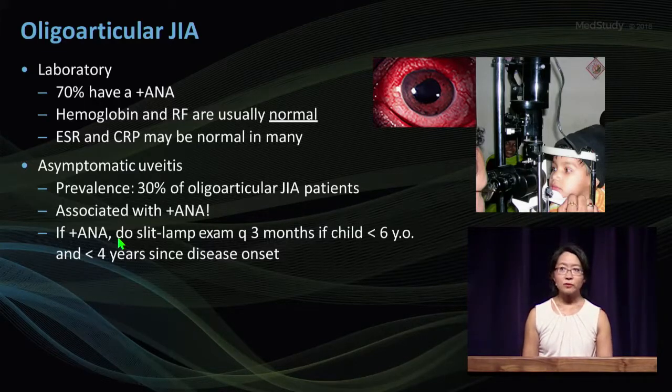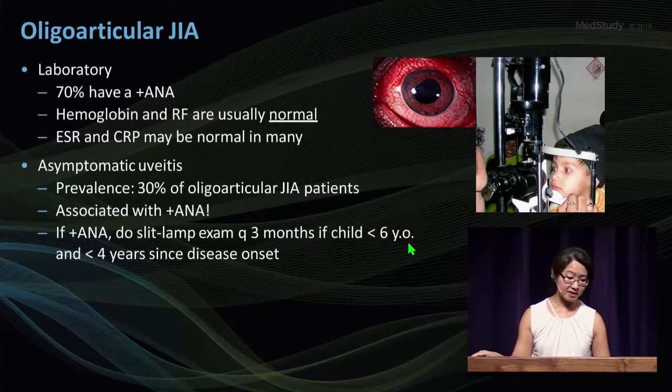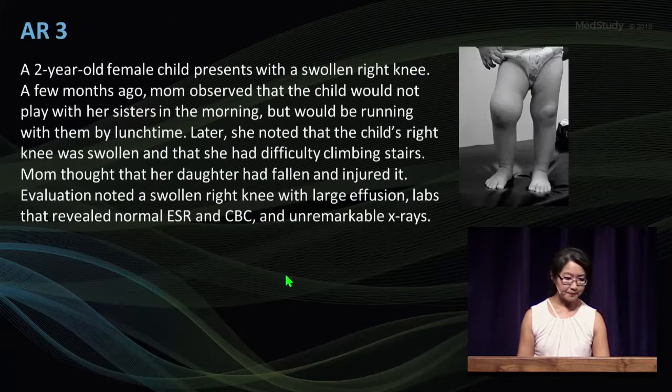And in the core curriculum book for pediatric rheumatology, it's going to tell you how often you do the slit lamp exam. If the patient is ANA positive and the child is under 6 years old, you would do a slit lamp exam every 3 months. If they're over 7, you do the slit lamp exam every 6 months instead of every 3 months.